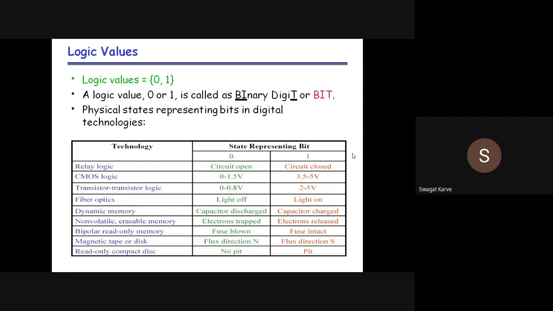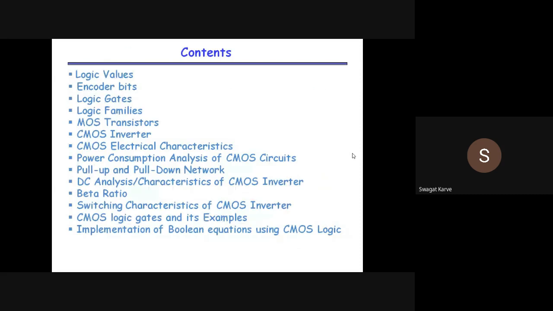So whenever there is no pit, it's logic 0. Whenever there is a pit, it's logic 1. So this is about the logic values related to the different technologies that are available, right? This is the logic related to different technologies.